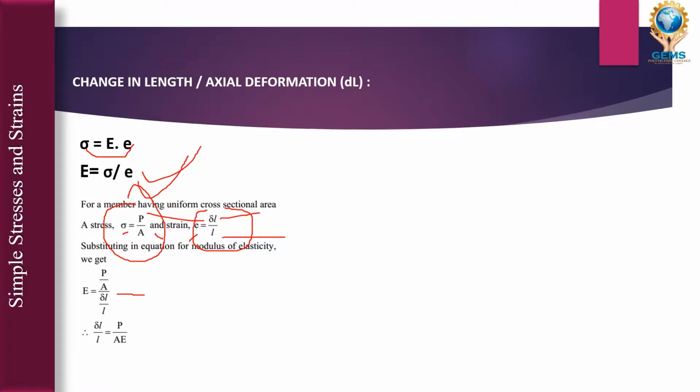So we send this thing to this side and that thing to that side. If you do it like this, then finally we can see change in length by original length is equal to P divided by AE, where A is the area and P is the force, or we can say load. So this is our change in length, or axial deformation, equation.